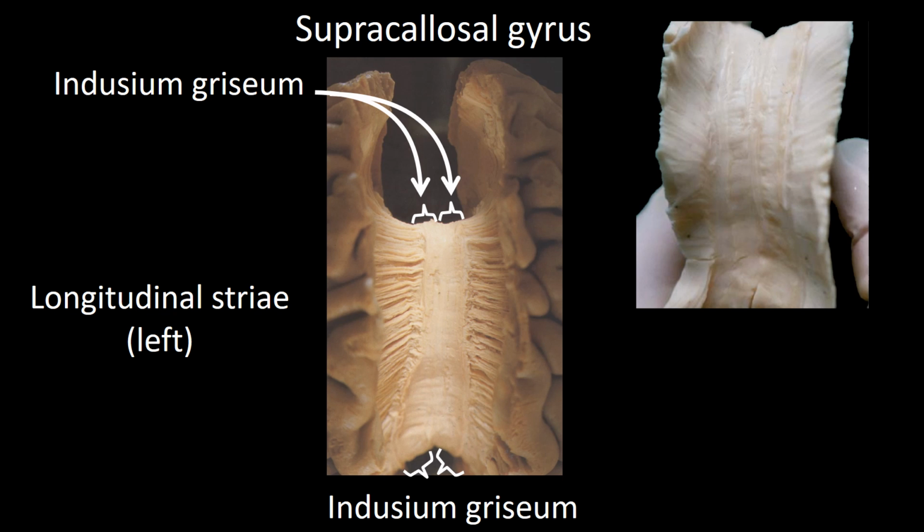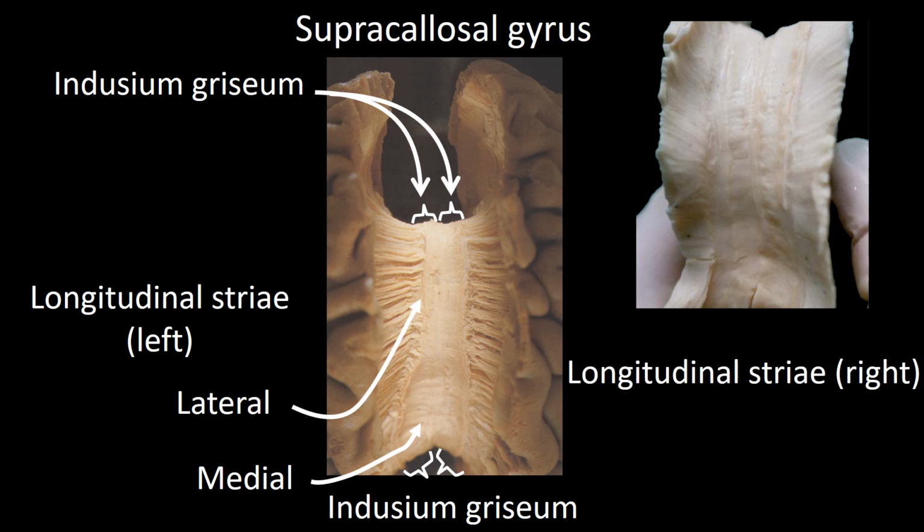We can also see in the specimen in the middle of this frame the left longitudinal stria, one lateral and the other one medial. On the right, we have the same stria. The lateral, here indicated in the enlarged view, and the medial longitudinal stria, again here indicated in the enlarged view.